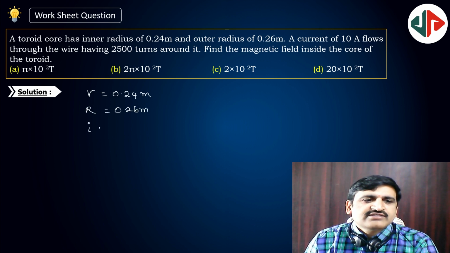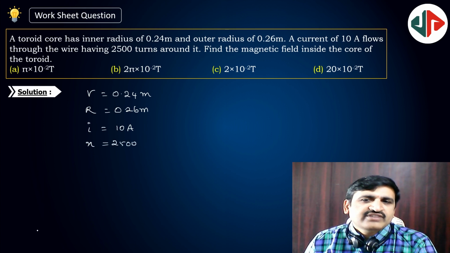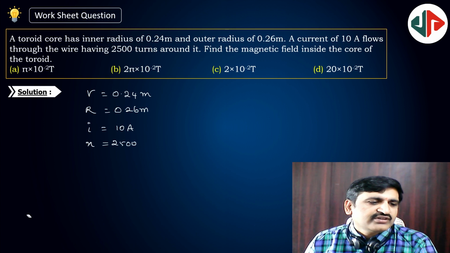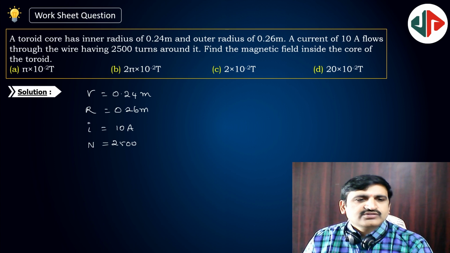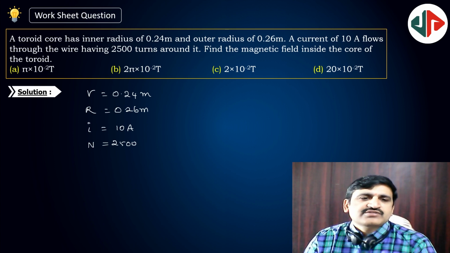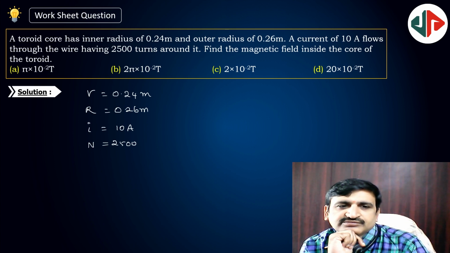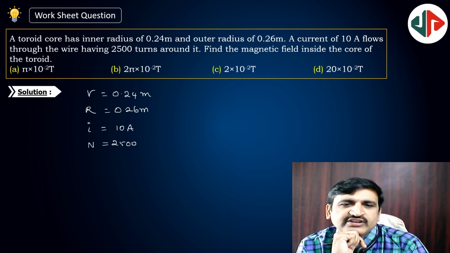Current I equal to 10 amperes flows through a wire having number of turns n equal to 2500 around it. Find the magnetic field inside the core. So, in terms of small r, capital R, I, N, we need to establish a formula.